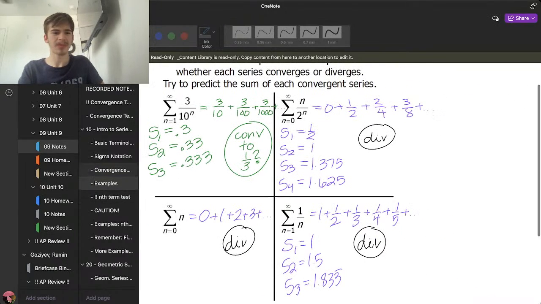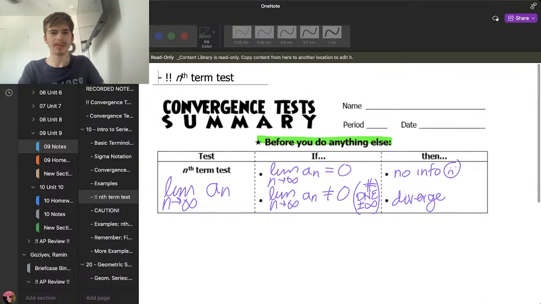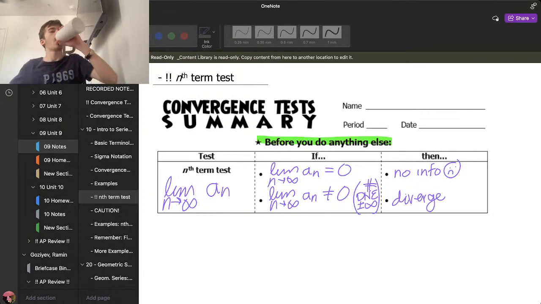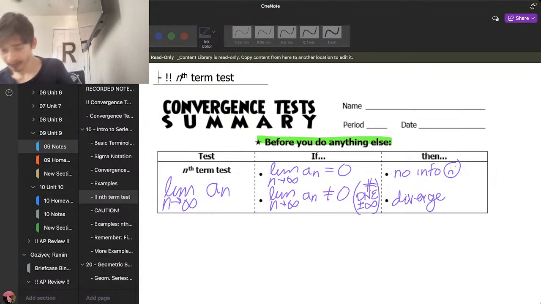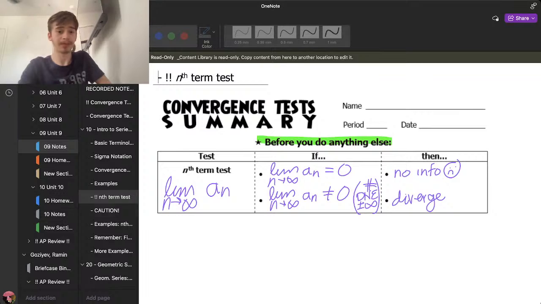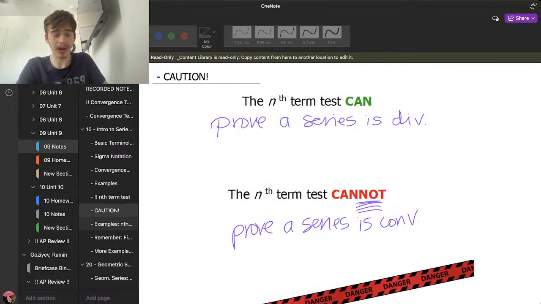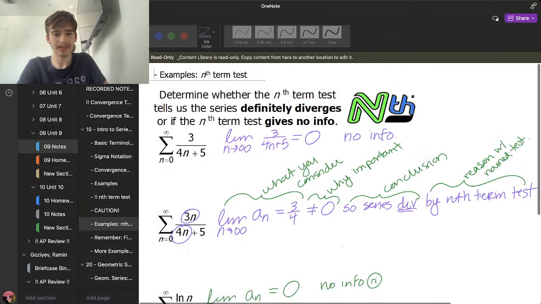I'll cover them later. Nth term test for divergence cannot conclude convergence. Take the limit as n approaches infinity of a term. That should be the first test you jump to. If it equals 0, move on. If it doesn't, you know it diverges. It proves divergence, not convergence.